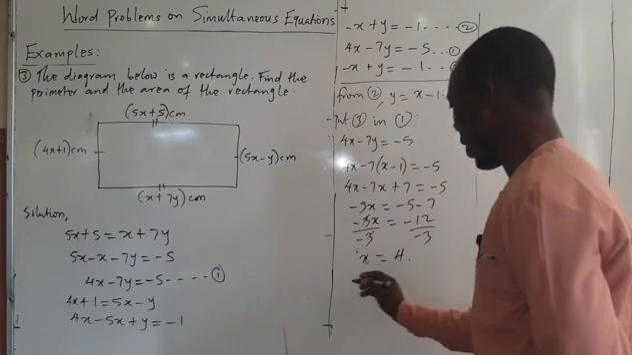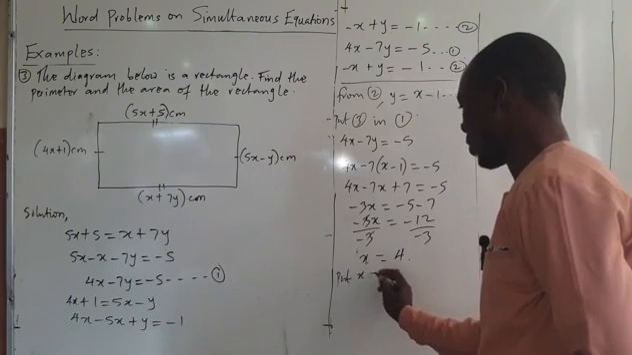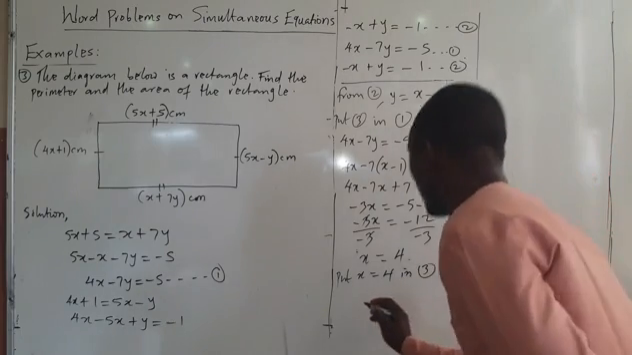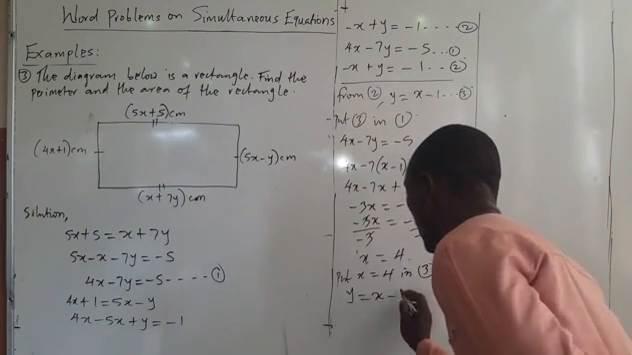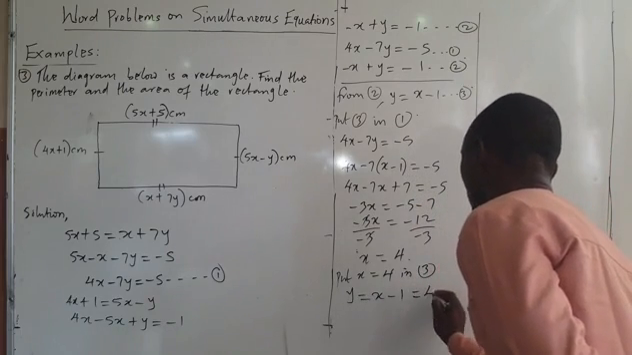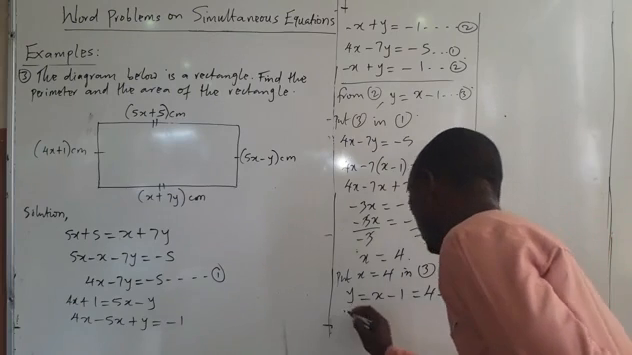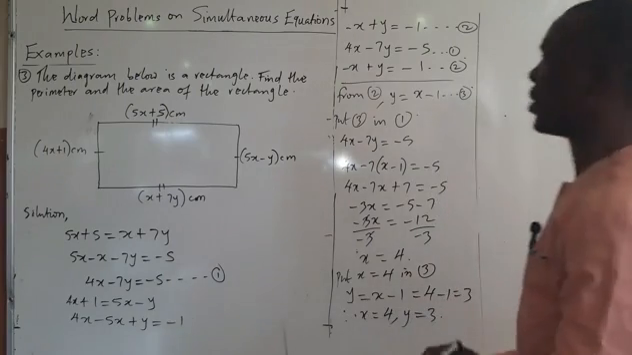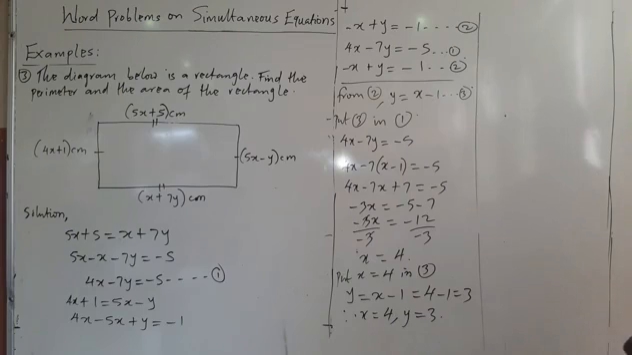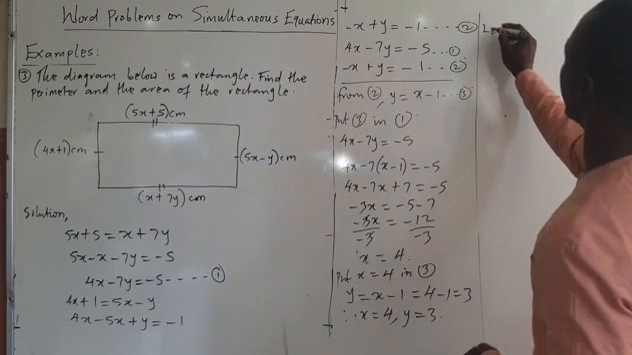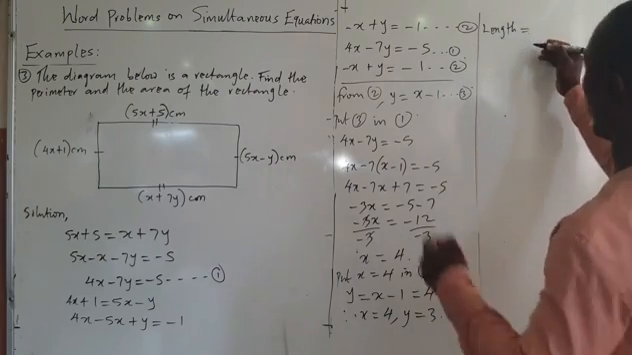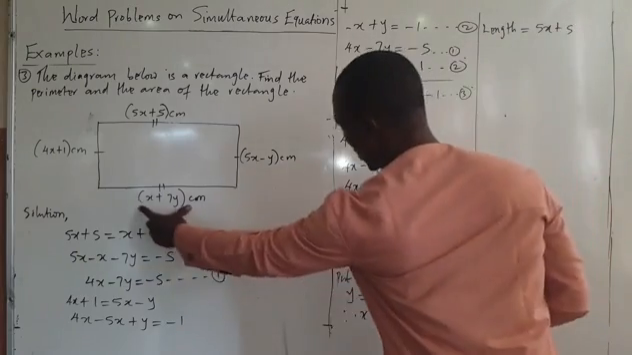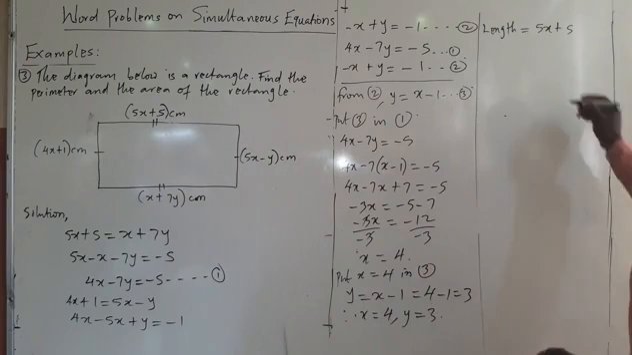So to now get the value of y, put x equals 4 in equation 3. And what is equation 3? That is y equals x minus 1. And what is y? x is 4, then minus 1, which is 3. Therefore, x equals 4 and y equals 3. So you now go back to the question given. So the length of the figure is 5x plus 5. Or if you like, you can use the second length, which is x plus 7y. You are going to get the same length.